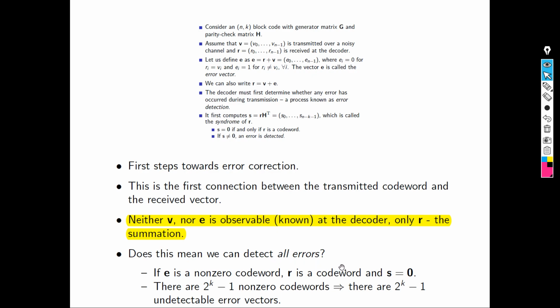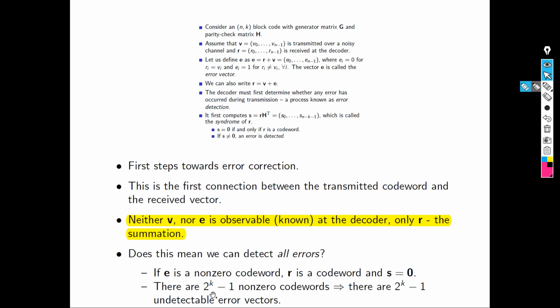Does this mean we can detect all errors? If E is a non-zero code word, R is a code word, and S is equal to 0. What does this mean? If E is non-zero, this means that it has one element in it, 1, which means that there is an error in one of the bits. But R is a code word, and S is equal to 0, which means that the code word belongs to the list of code words that we have used at the transmitter.